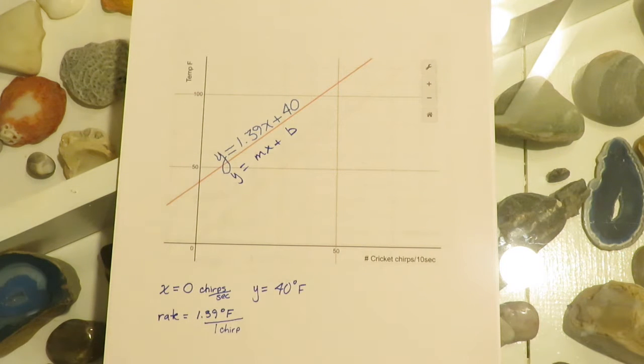Now, in this case, that y-intercept value doesn't necessarily make a lot of sense. At 40 degrees, it's probably too cold for the crickets to really be active at all. And at some point in time, when it's very, very cold, there are certainly no crickets out. And so x equaling 0 would be associated with a whole lot of different temperatures.